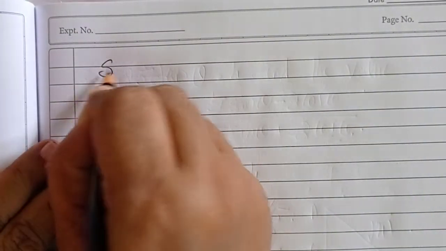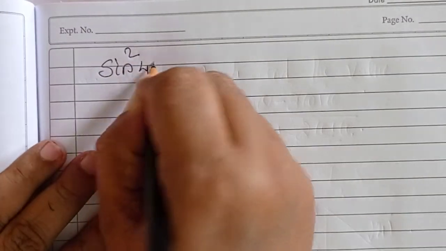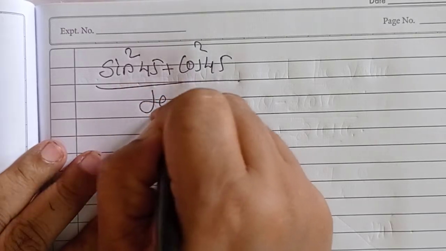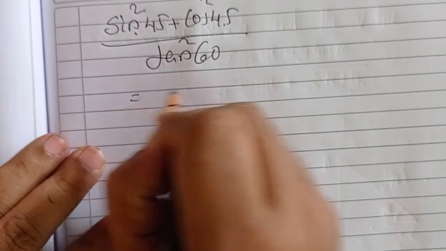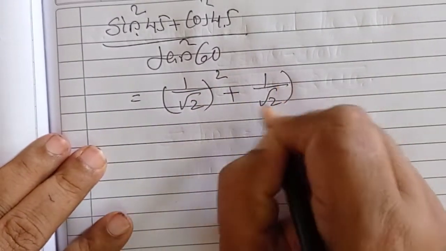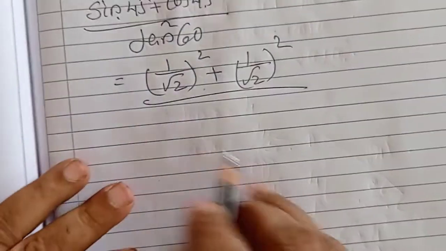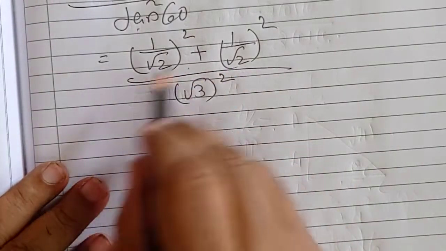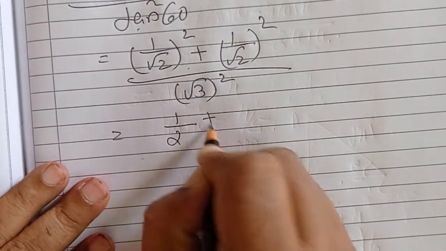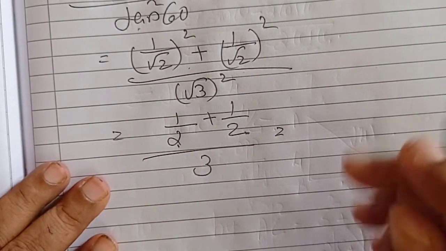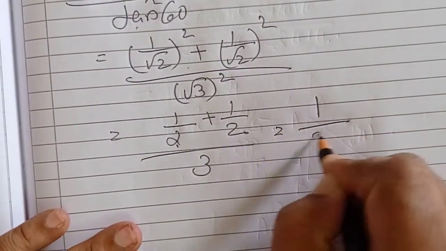Okay, then write the next question. Sin square 45 plus cos square 45, the whole divided by tan square 60. Can you say what is sin square 45 and cos square 45? Yes, they are equal. 1 by root 2 the whole square plus 1 by root 2 the whole square, divided by root 3 the whole square. Agree? Substitution step is important. 1 by 2 plus 1 by 2, by 3. Can you say what is 1 by 2 plus 1 by 2? 1. So the answer is 1 by 3.